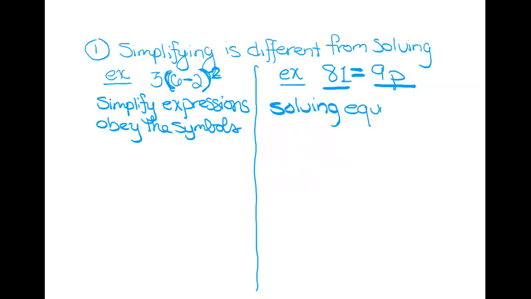And I'm not being obedient in this case. Like in a case like this, if I saw 81 equals 9p, I wouldn't do this multiplication, this 9 times p, because I don't know what it is. Instead, I would do the opposite of what I was told to do. I would divide by 9 on both sides.